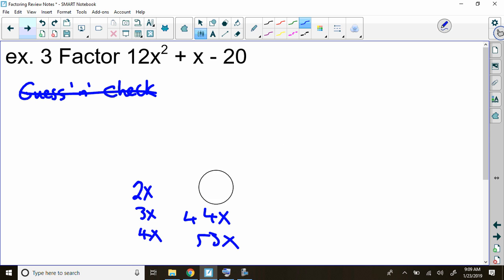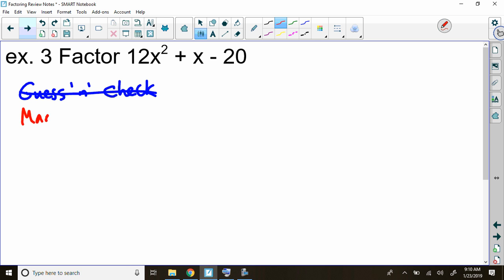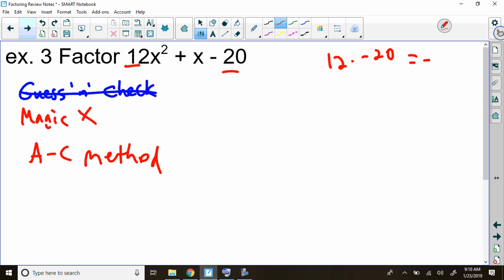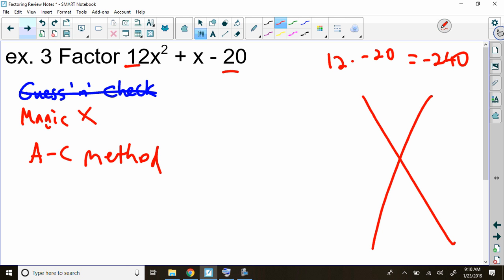Now, earlier in the year, we talked about the magic X. The magic X is one of the AC methods. Some people call it the AC method. Regardless, we're going to have to take 12 times negative 20, which is negative 240. And we're going to have to take that number, negative 240, and try to find its factors. The factors of negative 240 that add up to positive 1.